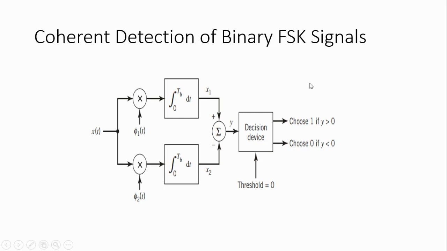The decision device takes the threshold value, which is taken as 0. If the difference x1 minus x2 is greater than 0, then the output of the decision device is equal to 1. If the x1 value minus the x2 value is less than 0, then the output of the decision device is equal to 0.